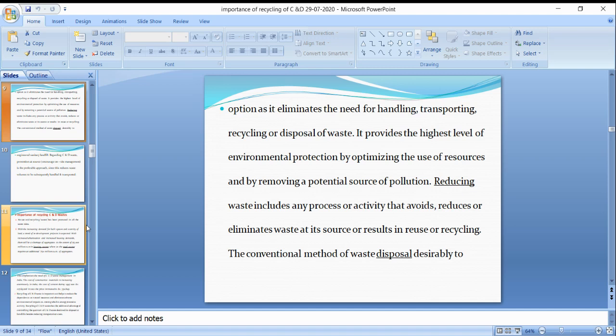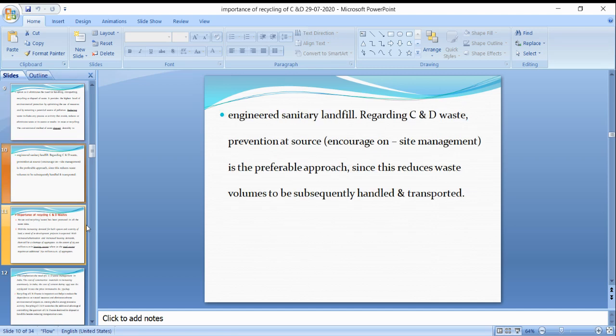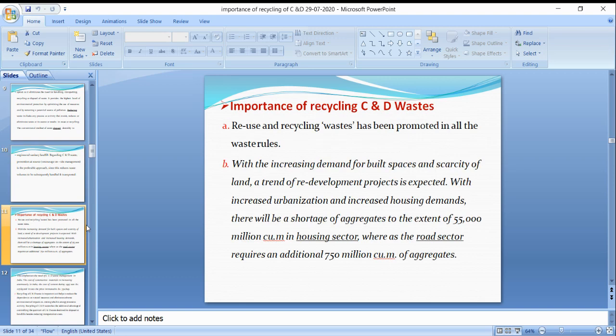So the convenient method of waste disposal, desirably engineered, is the sanitary landfill. So generally, the method we will follow is the sanitary landfill method. So disposal is generally further. So regarding C&D waste prevention at source, we have to generally see at the source only, we have to prevent this waste. So encouraging on-site management is the preferred approach, since it reduces the waste volumes to be subsequently handled and transported.